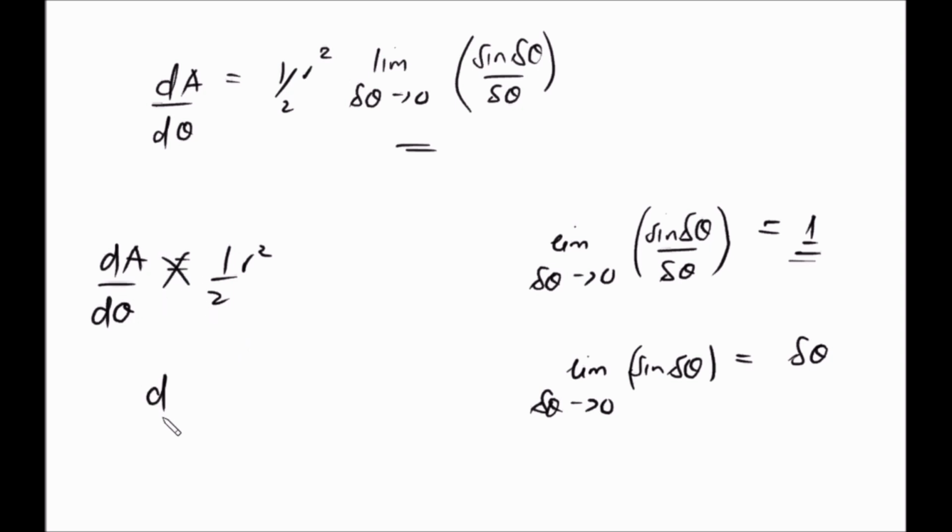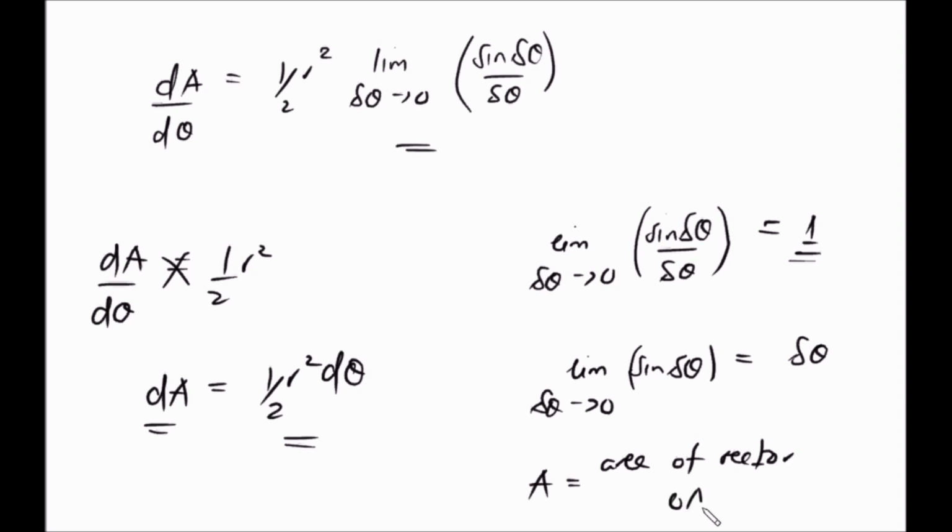So cross and multiply now, dA is going to be a half r squared d theta. Now if we integrate we can get A, which is the area of sector OAB. So let's integrate both sides. So we're going to integrate this side and this side. So if you integrate the A, you get A. So A is now we integrate half r squared d theta.